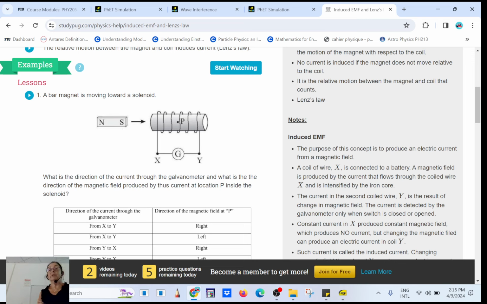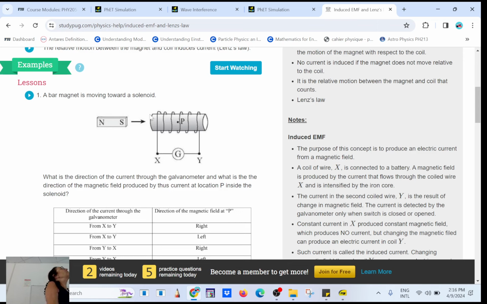What's going to be the face here, south or north? You bring the south pole, so this face will become a south, because it doesn't want the change.